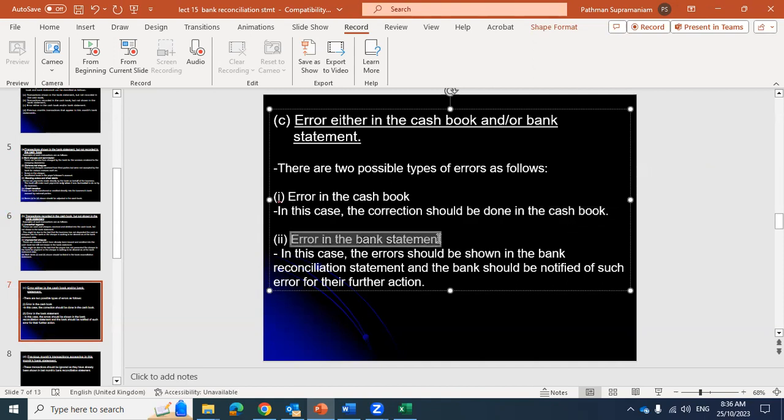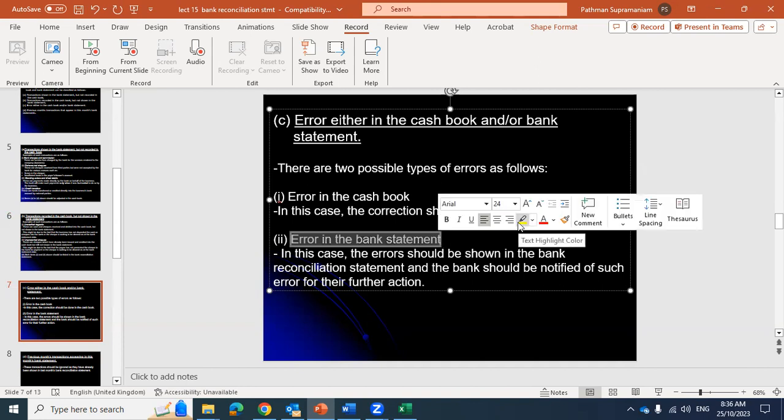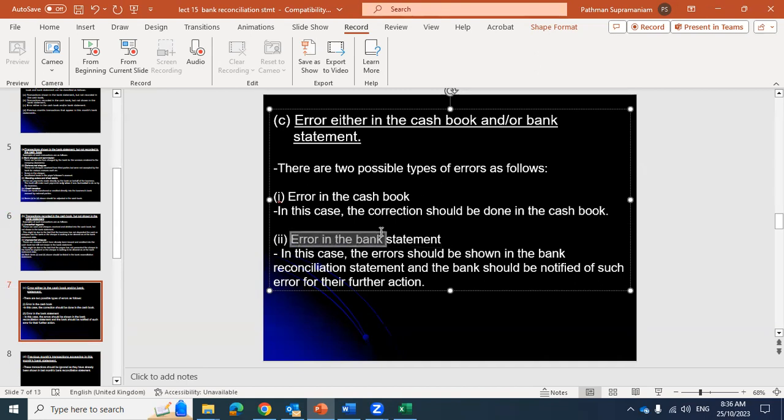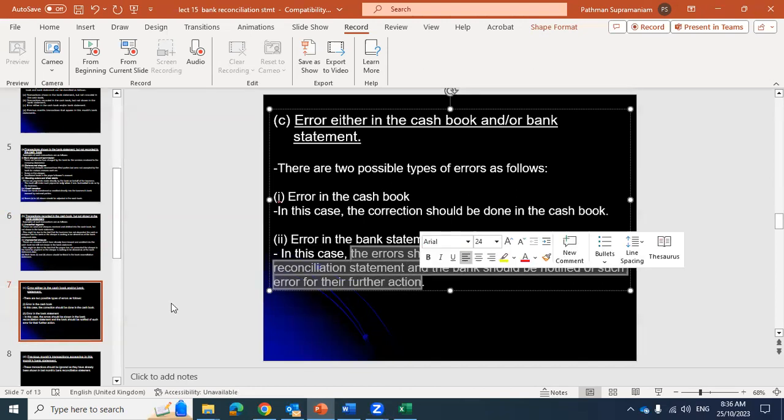Or errors could have been made in the bank statement. In this case, the business owner cannot correct the situation in the cash book because this error was made in the bank statement. So when the error is made in the bank statement, this error should be shown in the bank reconciliation statement later on.